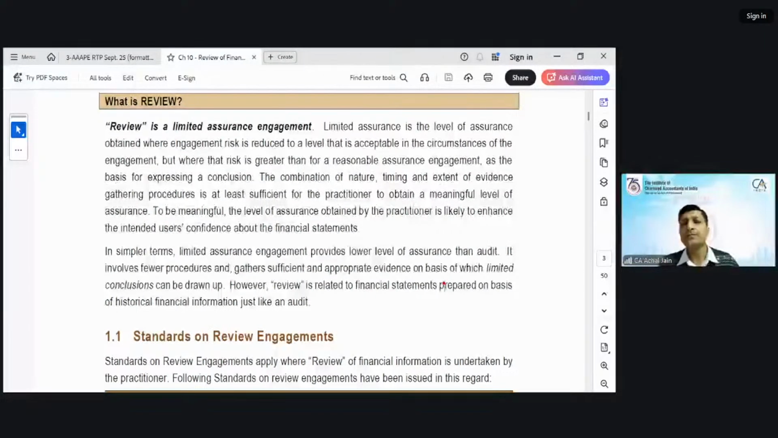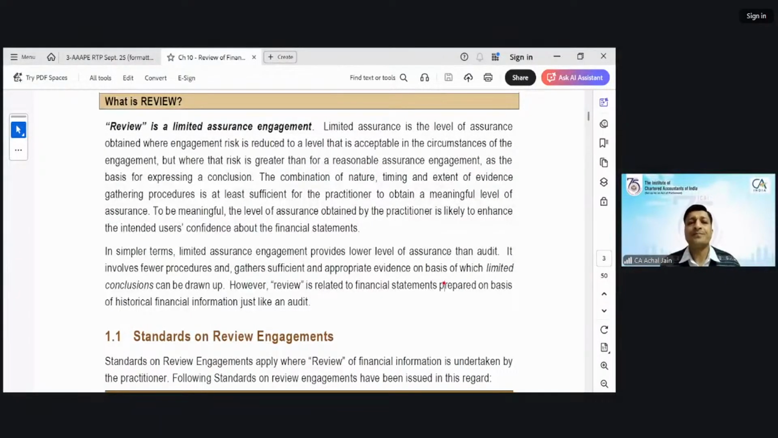Okay. Now, as the terminology only suggests, this assurance is limited. Okay. So you can say the assurance level is lower than what you'll have in case of reasonable assurance. So when you talk about audit, what do you write? It's a reasonable assurance. It's not absolute assurance. Yeah. So your level is lower than what absolute assurance will provide. And now you are going down further. You are reducing the level of assurance. And that's why you are calling it a limited assurance.